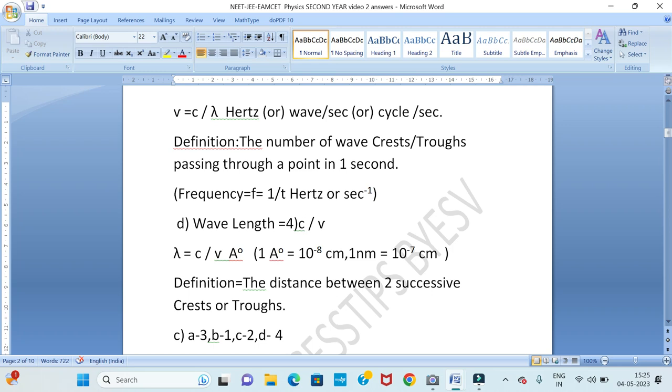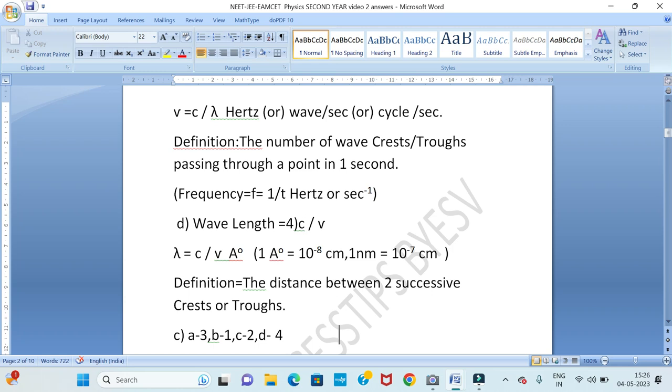In another way, n is 14, m is 13. 14 means 5, 13 means 4, 5 plus 4 is 9. So 9, it's not giving any relation. So you remember this: 1 angstrom is minus 8, 1 nanometer is minus 7. Adding plus 1, minus 8 plus 1 is minus 7. Like that you can remember.